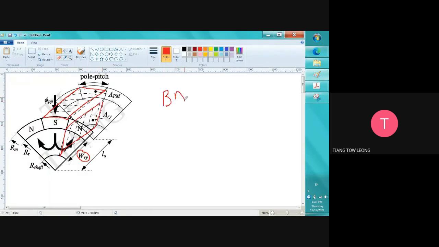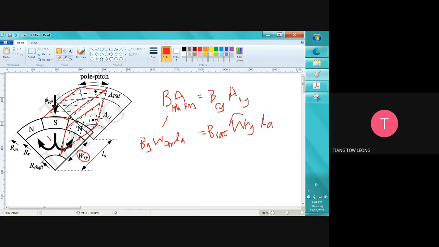Okay? So VA for the permanent magnet equals VA for the rotor-yoke. For the permanent magnet we use Vg, APM is WPM times LA. Then for the rotor-yoke we use the saturation of the iron steel, ARY is WRY times LA. So this is the thing that we want to find. This is given. I mean calculated. Then WPM we also need to calculate.